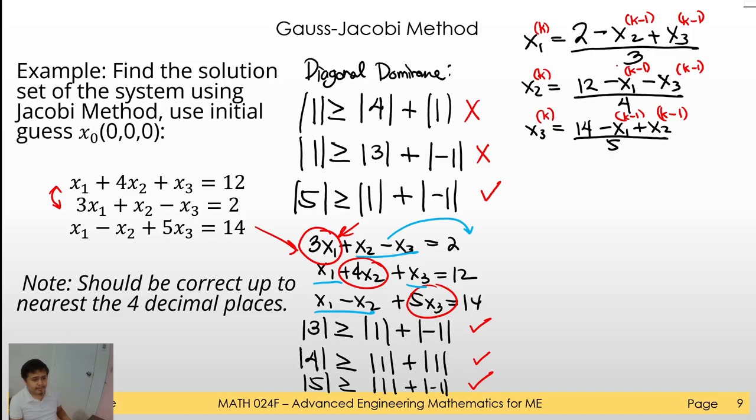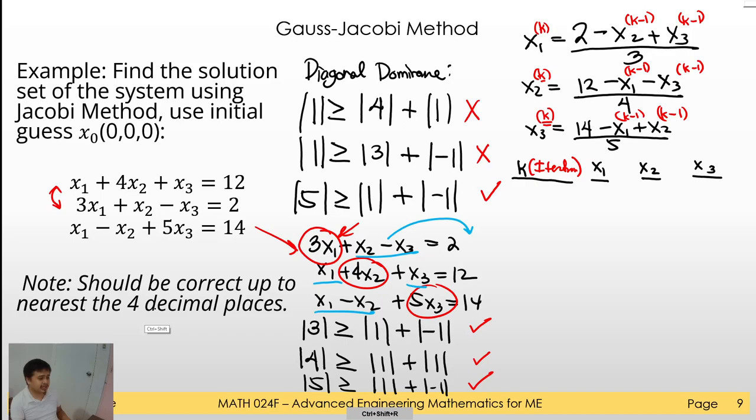So how do we form our iterator? The iterator here, you can use n or k, it depends on you. I'll just use k here since I use k in the formulation. So k means the iteration. And then we also have the solution for x1, the solution for x2, and the solution for x3. The stopping criterion is not specified, so we will just leave this for now.